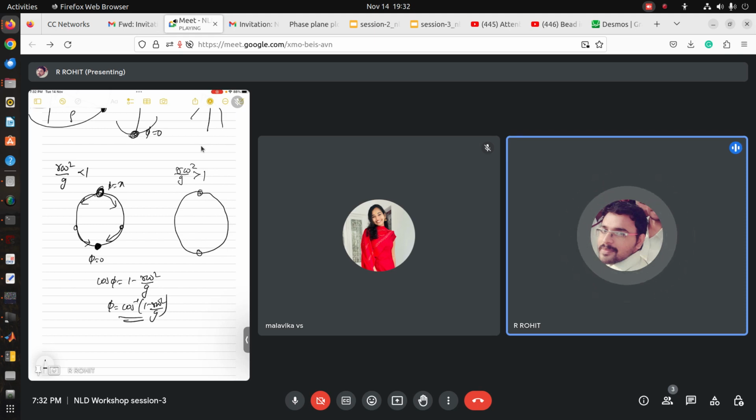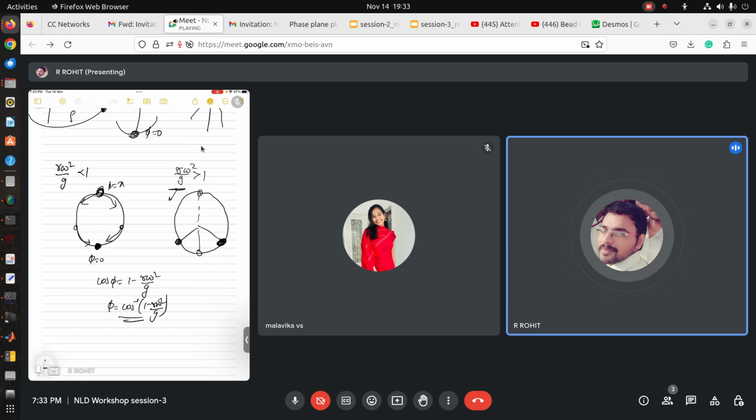So now phi values, when it is from the vertical, it can be either plus or minus. Cos of a negative is also positive, so both of them it can have. Now based on the r omega square by g value, you can have any two of these fixed points also.